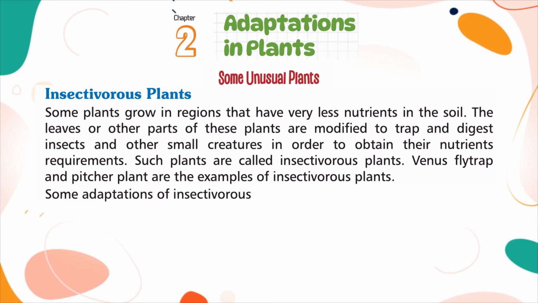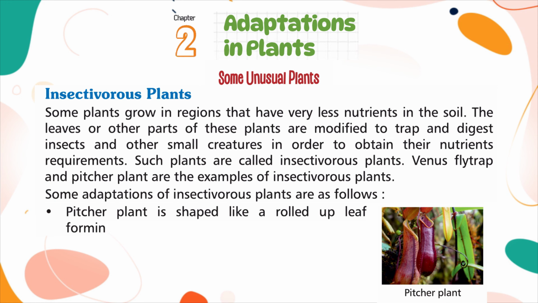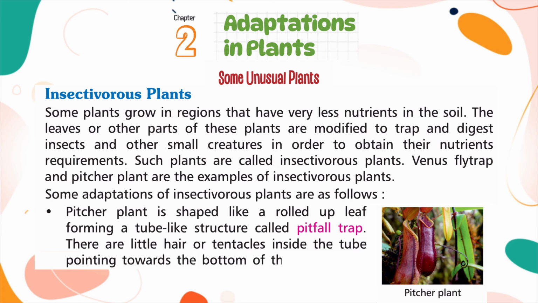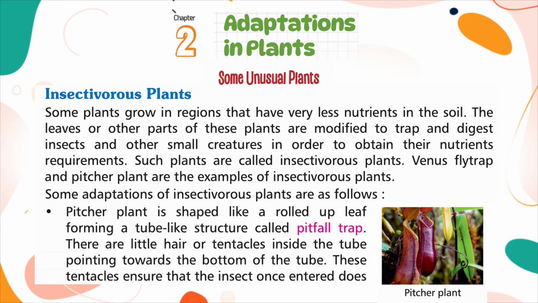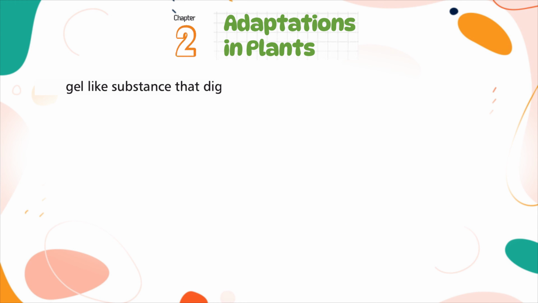Some adaptations of insectivorous plants are as follows. The pitcher plant is shaped like a rolled up leaf, forming a tube-like structure called a pitfall trap. There are little hairs or tentacles inside the tube pointing towards the bottom of the tube. These tentacles ensure that the insect, once entered, does not find its way out. The bottom of the tube has a gel-like substance that digests the trapped insect.